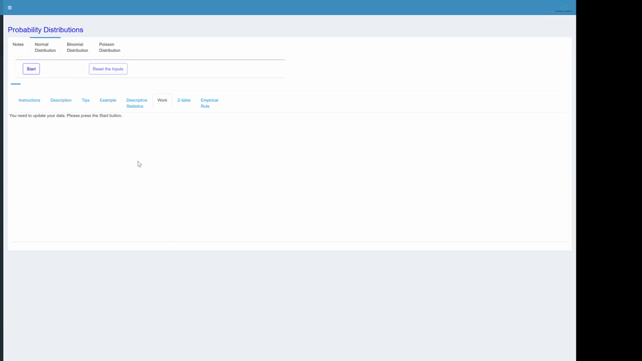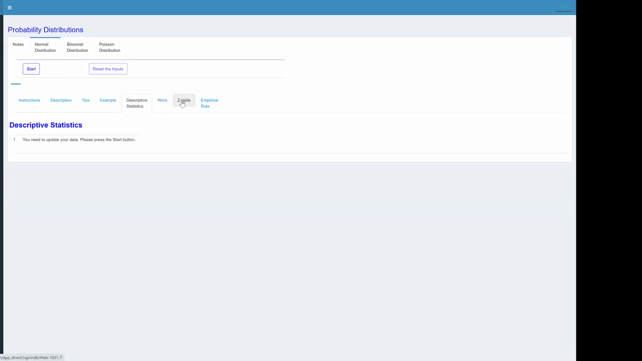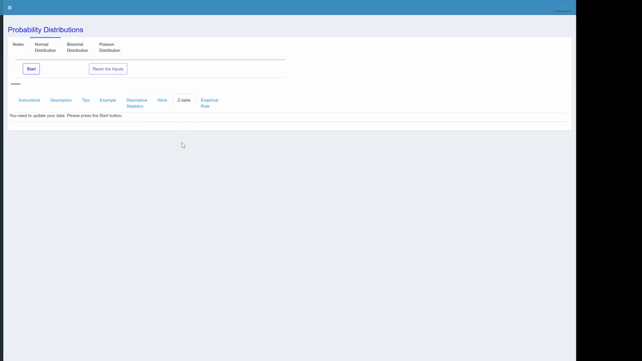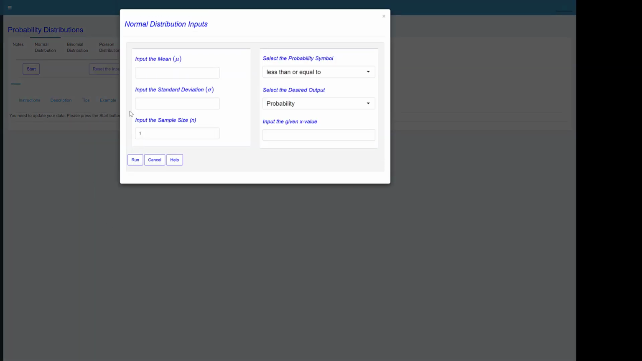Notice most of these things that you click on will say you need to update your data, press the Start button. So you'll start to see this pattern with the StatHelper: when you're ready to begin, you hit the Start button, input your inputs, and click Run. When you want to do something different, you reset the inputs with the Reset button and then click the Start button again. So let's click the Start button.